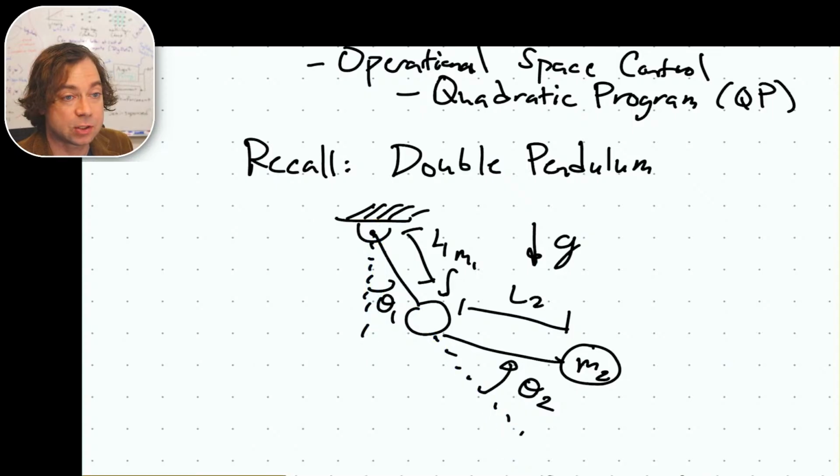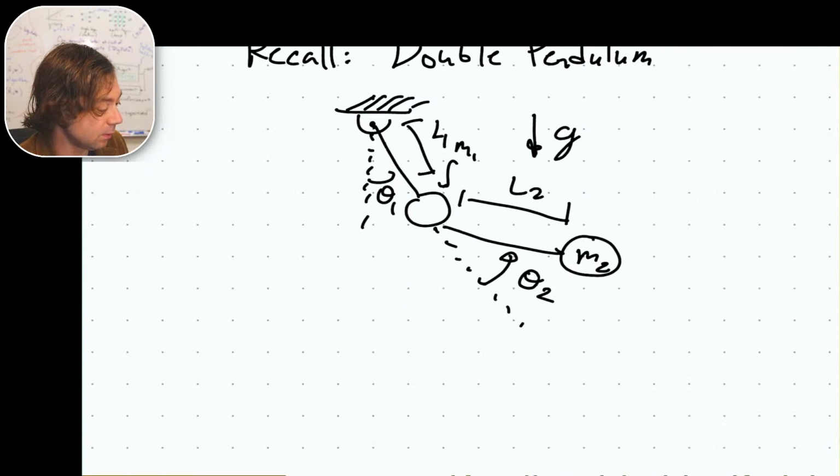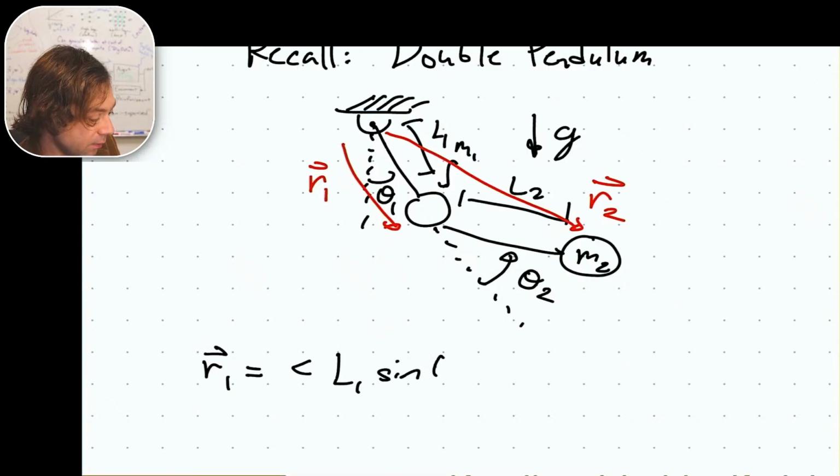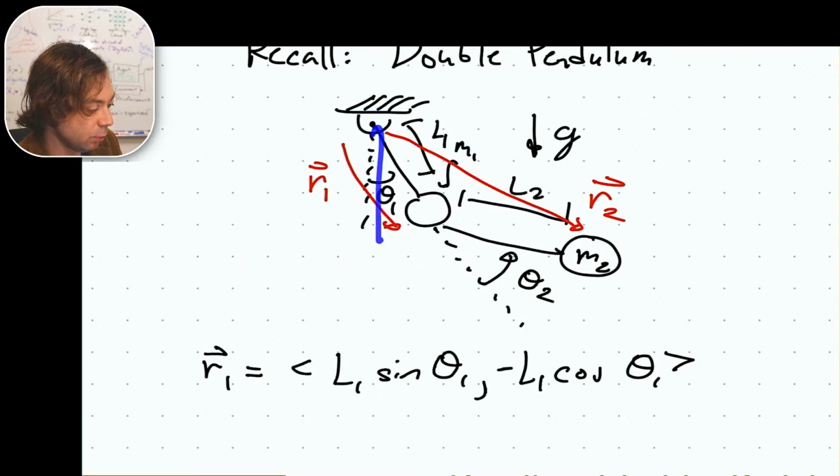Which is why when we were setting up our kinematics, we said that we had some vector r1 hat and then r2 hat, right? We said that r1 is equal to L1 sine of theta 1, comma, minus L1 cosine of theta 1. That is just pointing downwards, pendulum pointing downwards.